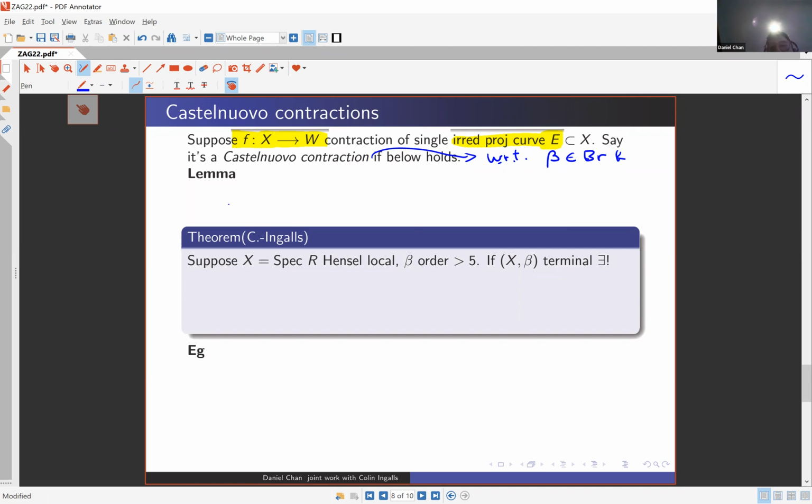If we're in the situation of the following lemma: if K_X_beta · E is negative, so if you have a K-negative curve, where you use a canonical divisor now of this Brauer log surface, then W_beta is terminal.